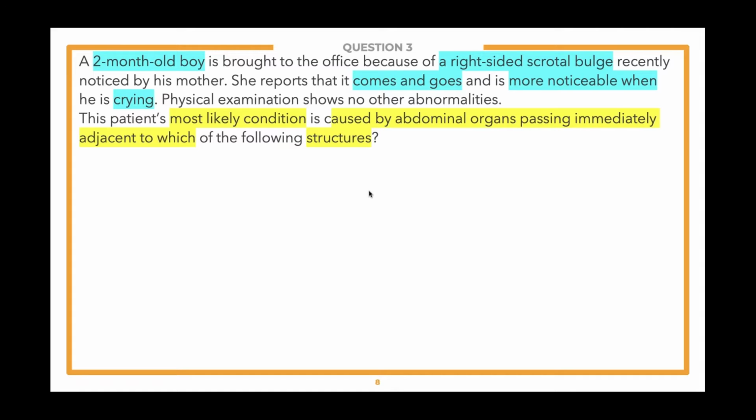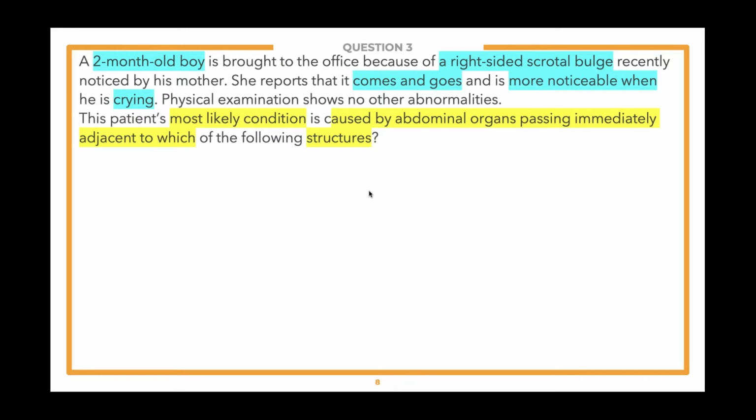One, what is the most likely condition? And then two, in this condition, what is it passing through? And maybe you could wrap in that an adjacent structure, or that could be kind of like a pseudo third step of what is a nearby structure that the organs pass through. So maybe a 2 to 3 step question. I'd lean towards a 3-step question here. Okay, so most likely condition, the abdominal organs pass through what, and what is an adjacent structure?